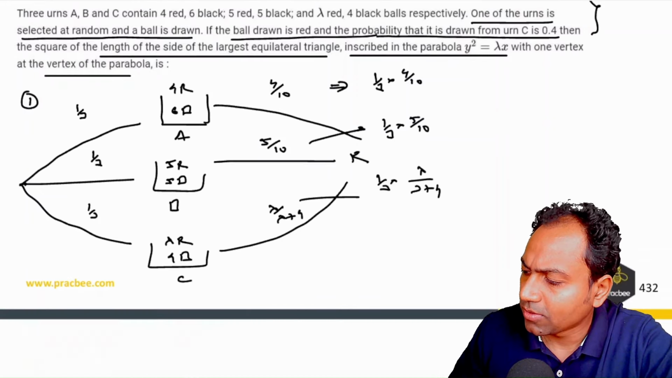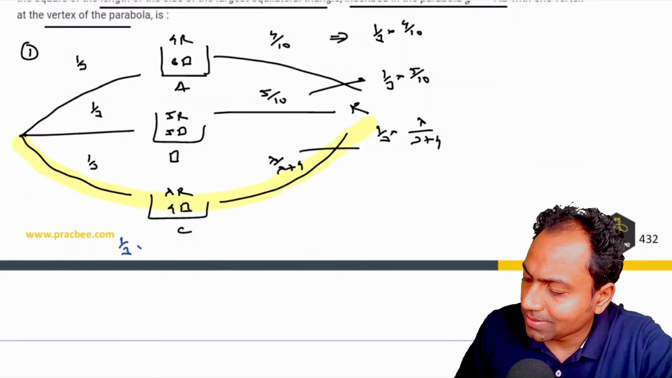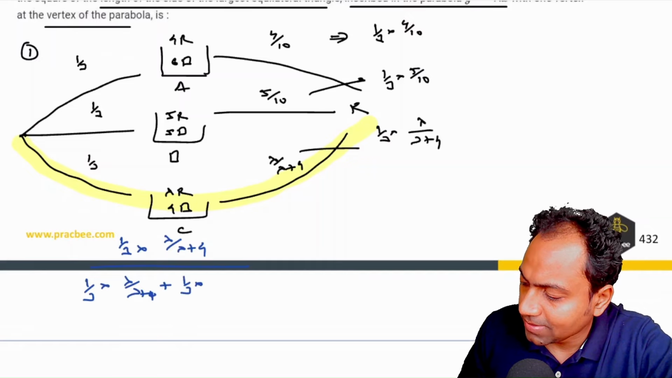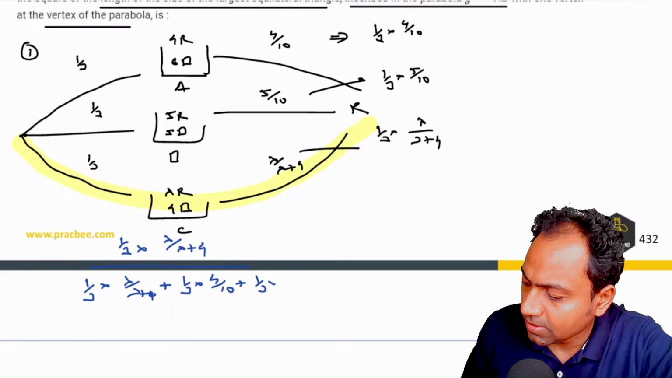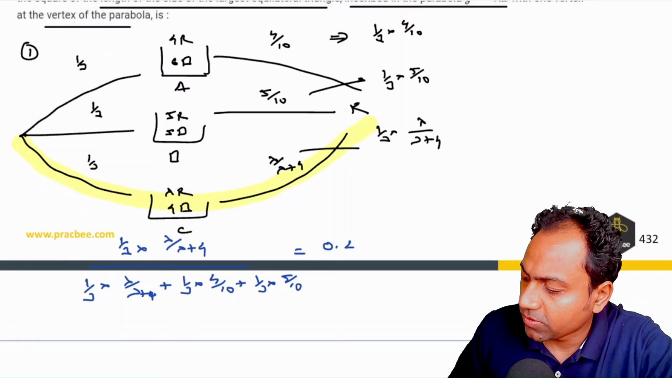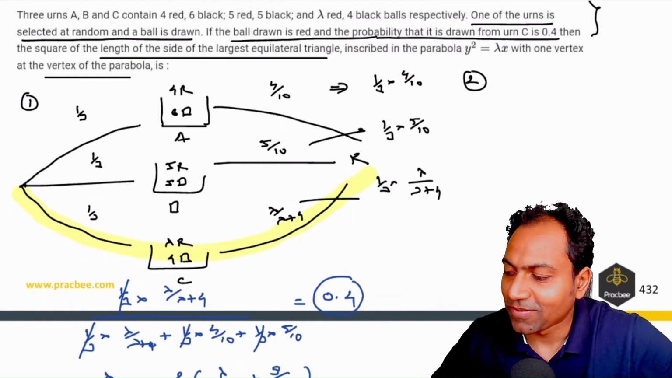If I want to find the causal probability corresponding to this path, we have done this multiple times now. What I need to do is keep this in the numerator. So 1 by 3 into lambda by lambda plus 4 will be in the numerator, and in the denominator we need to write the total probability: 1 by 3 into lambda by lambda plus 4 plus 1 by 3 into 4 by 10 plus 1 by 3 into 5 by 10. So this is the causal probability of the third path, and it is given as 0.4. If I solve this, you can see that the 1 by 3 will get cancelled out. Now let us move to the next part once we have got the value of lambda.